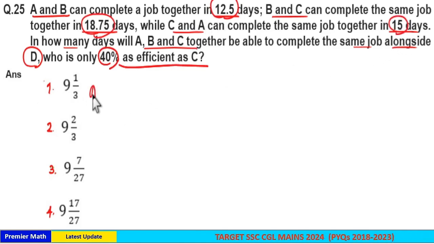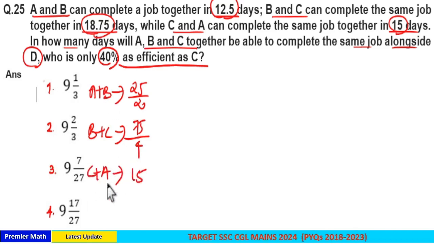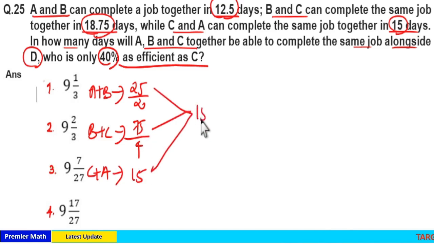So write it in fraction. A and B complete the job in 12.5 days means 25 by 2 days. B and C complete the job in 18.75 days means 18.75 into 2 is 37.5, 37.5 into 2 is 75. So 75 by 4 days. And C and D complete the job in 15 days. All are doing the same job. Take the LCM. LCM is 75 into 2, 150.